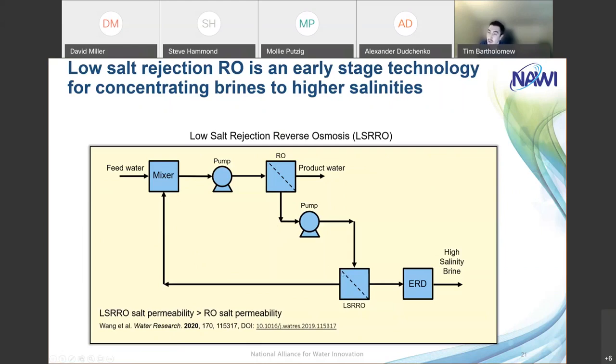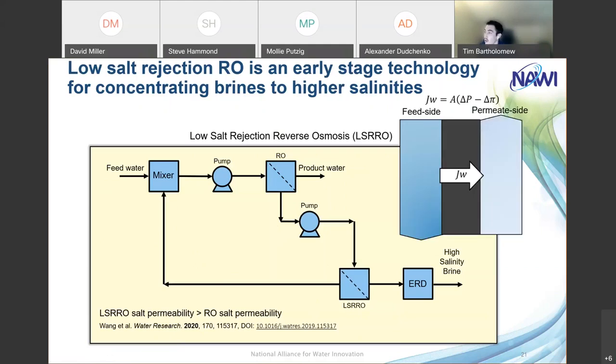And to describe the reasoning for this process, I'm going to just touch base on the driving force for reverse osmosis, which is to drive the water flux.